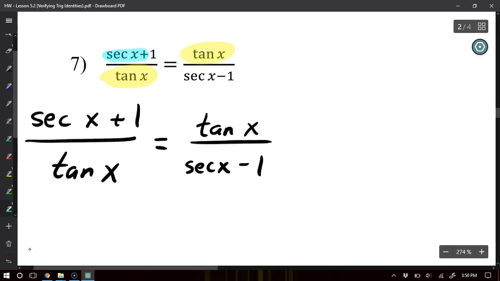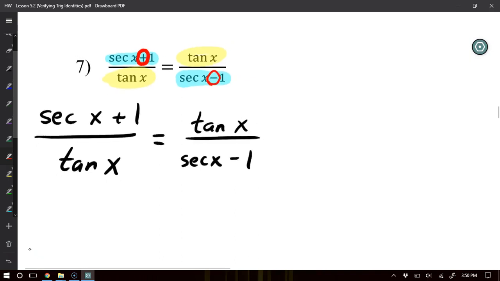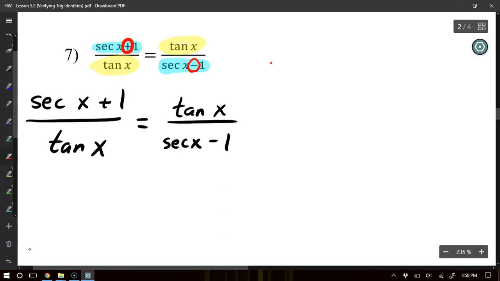And I notice this. I have a secant of x and a 1. I have a secant of x and a 1. That's also really nice. The problem, though, is this is a plus 1 and this is a minus 1. And that should bother you, that they're not the same. And they're also on the wrong sides. And so this is where definitions and terminology become important and play a big role. When you have the same terms and the opposite operation in between them, we call those conjugates, and we use them for rationalizing.